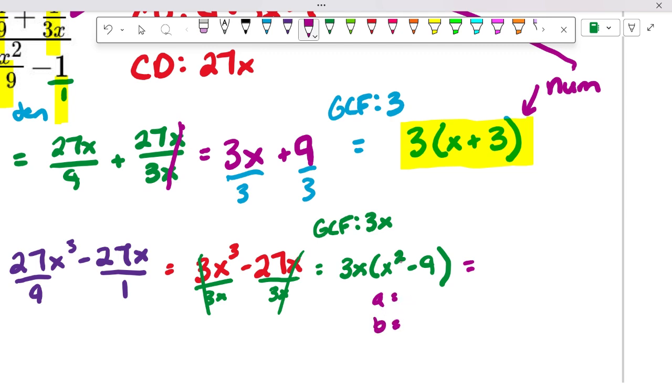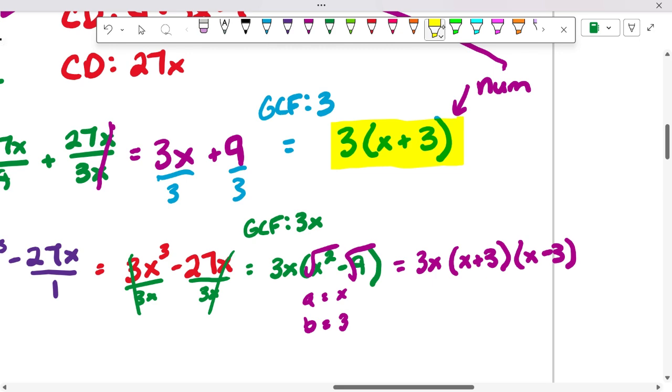Square root the first and the second. Write one with the minus, the other with the plus. Square root of x squared is x. Square root of 9 is 3. So this is 3x, don't forget that GCF, times x plus 3 times x minus 3. So this right here is what we're going to write in place of our original denominator.